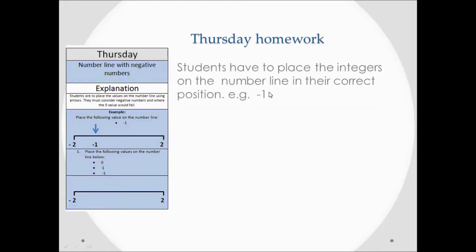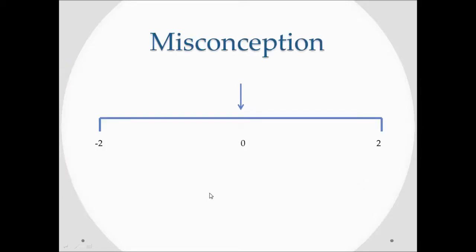Thursday homework, students are going to have to place the integers onto the number line in their correct position, and this is what it's going to look like. They're going to have a number line here at -2 all the way through to 2, and they're going to have to figure out where to place it. In this case, if we're looking at -1, they're going to write -1 underneath and place an arrow on top to indicate what part of the number line they're talking about.